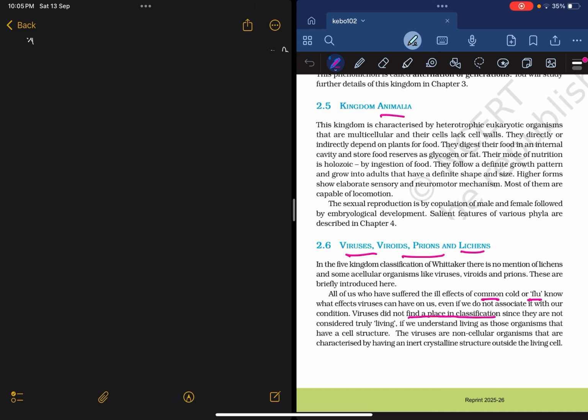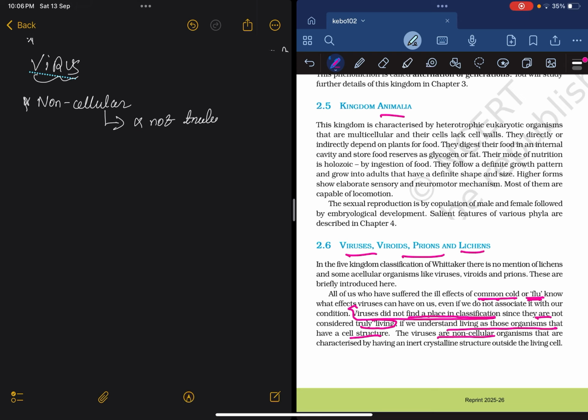As you all know, you must have encountered viruses sometime in your life. They cause the common cold, flu and many viral diseases such as AIDS, mumps, smallpox, herpes, etc. Viruses did not find a place in classification since they are not considered truly living. If we understand living as an organism that has a cell structure, viruses are non-cellular. This is an important point. They are non-cellular, which is why they are not truly living and did not find any classification in the kingdoms. They have an inert crystalline structure outside the living cell.